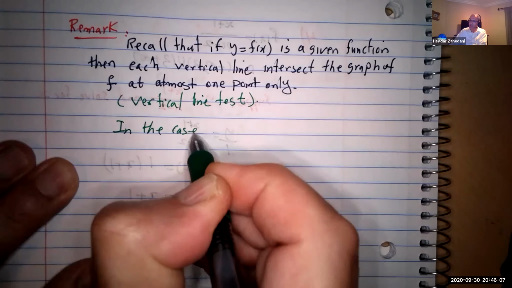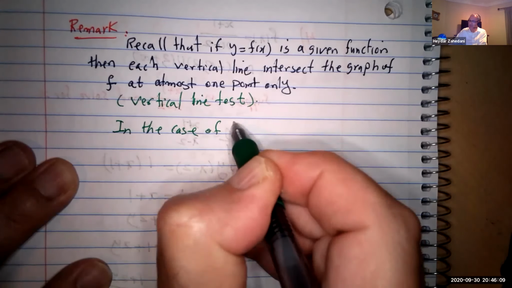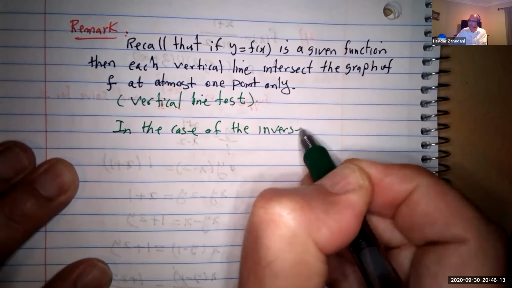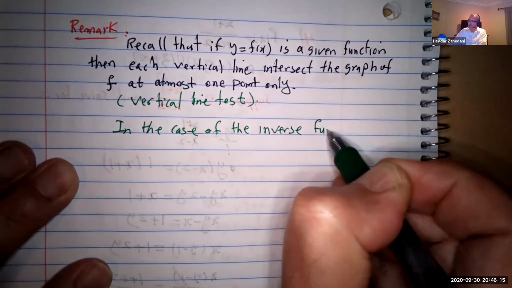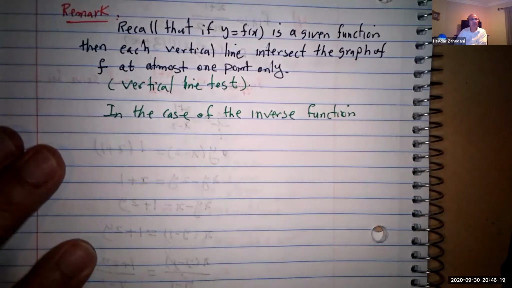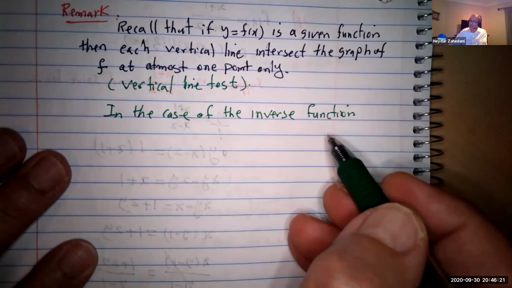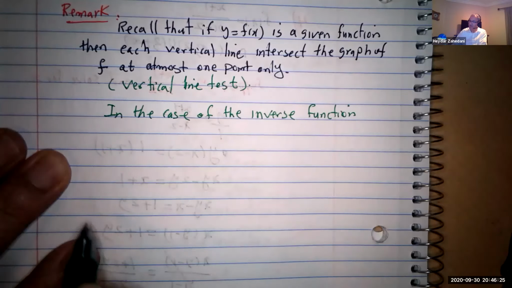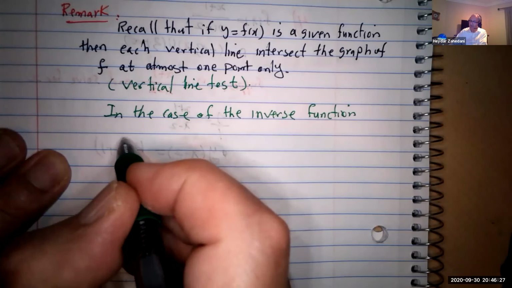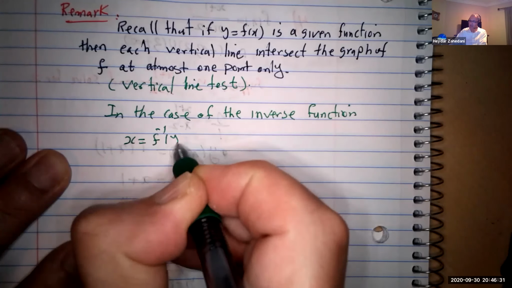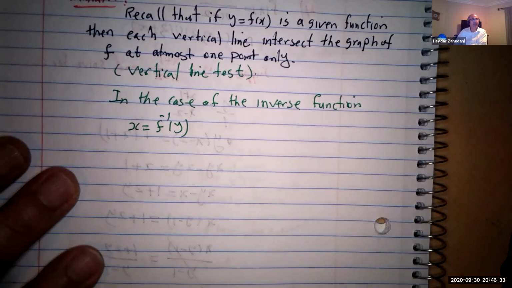Now, in the case of the inverse function, your inverse function is what? This is y equal to f of x. Then you are going to have x equal to f inverse of y. That vertical line would be changing to the horizontal line.